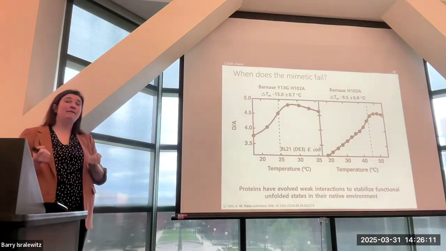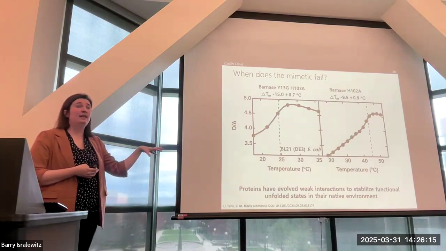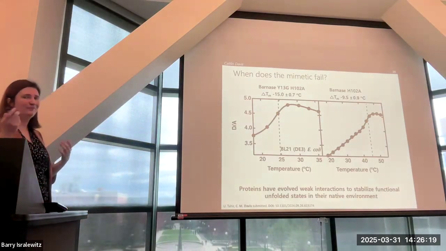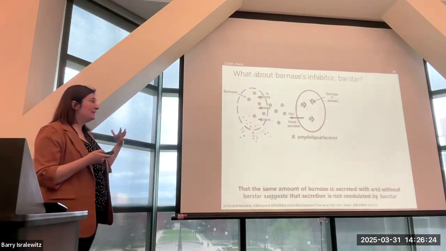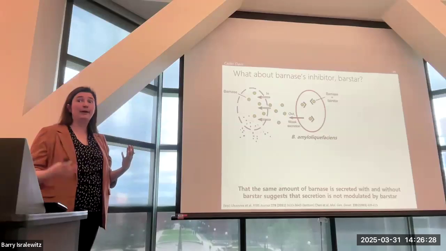So RNase needs to be unfolded and exported out of the cell where it'll fold and act as a toxin. If it was folding in the cell and catalytically active, then it would kill the cell. And so this brings me to putting this in context, right? What's going on here? What can we learn about RNase?